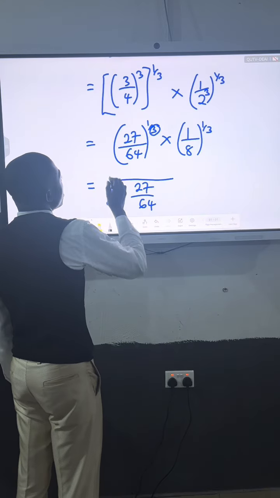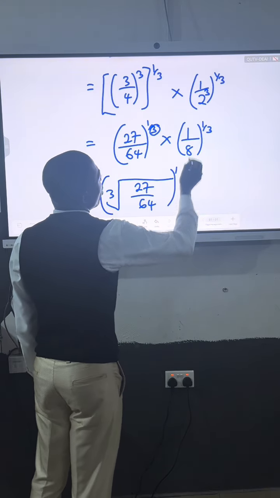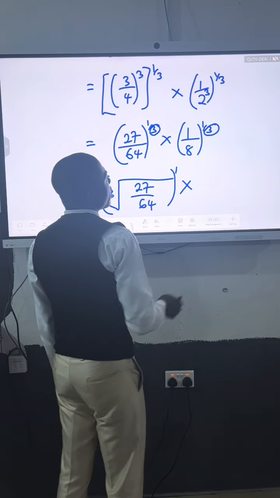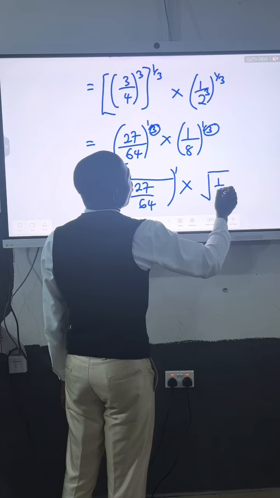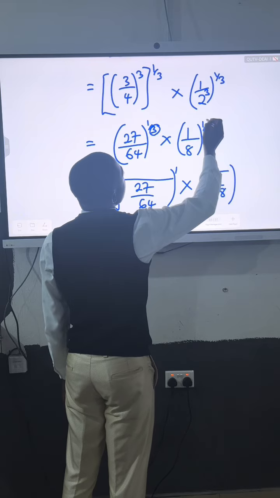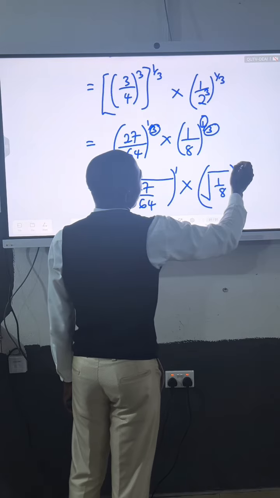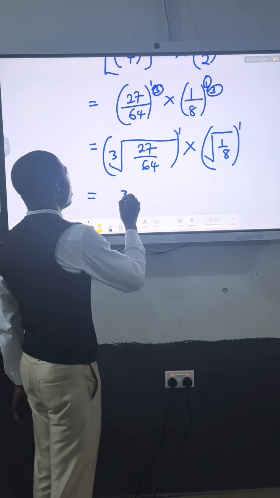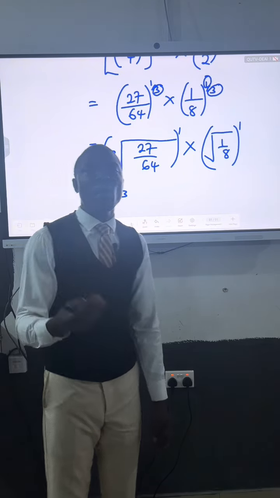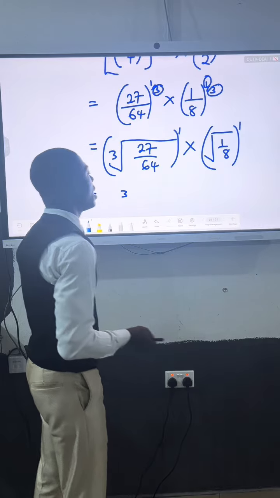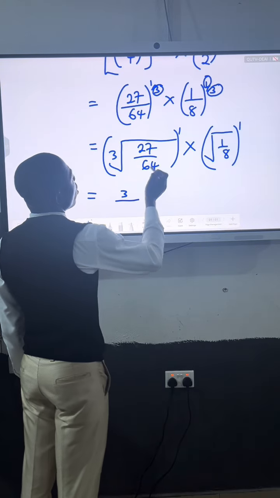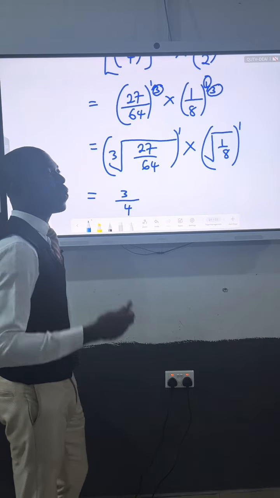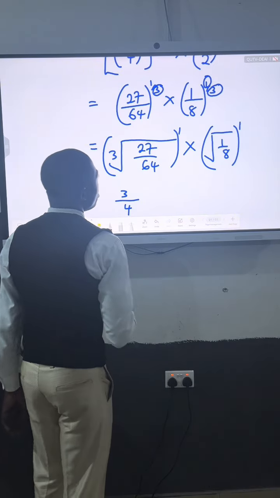When we are done, we raise our answer to power 1. Multiply by, because the denominator of the index again is 3, we say cube root of 1 over 8. When we are done, we raise this to power 1. Now, cube root of 27 is going to be 3, because 3 times itself, in 3 places, will give you 27. 3 times 3, 9. 9 times 3, 27. Now, cube root of 64 is going to be 4, because 4 raised to power 3, or 4 times 4 times 4, gives you 64.